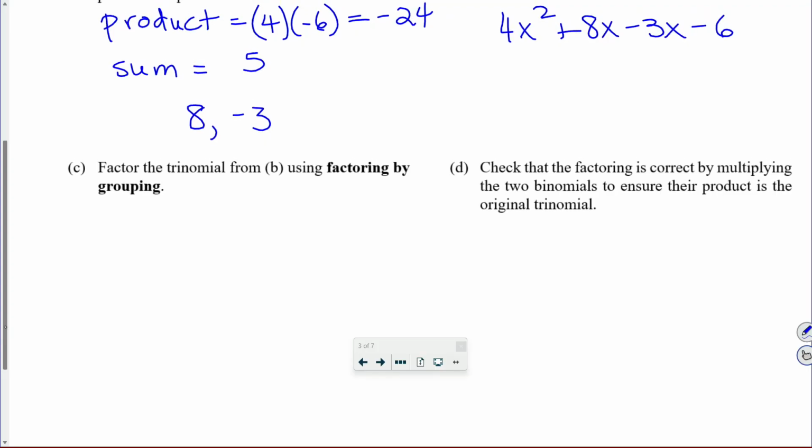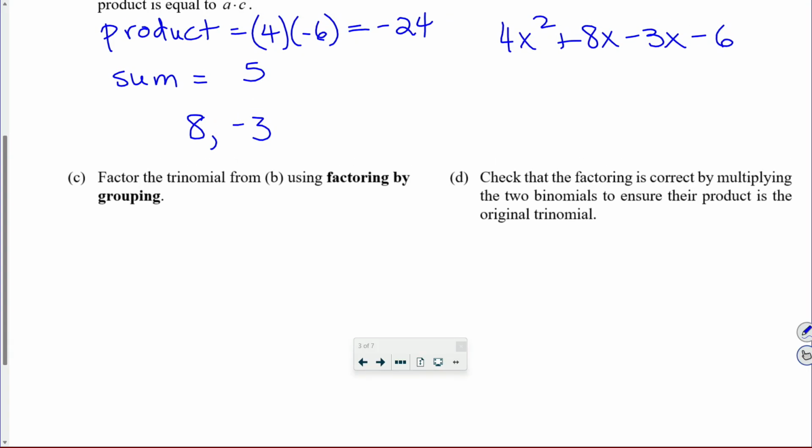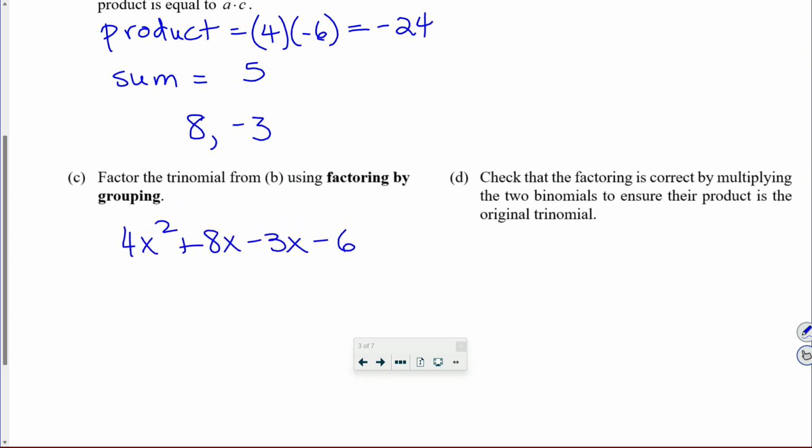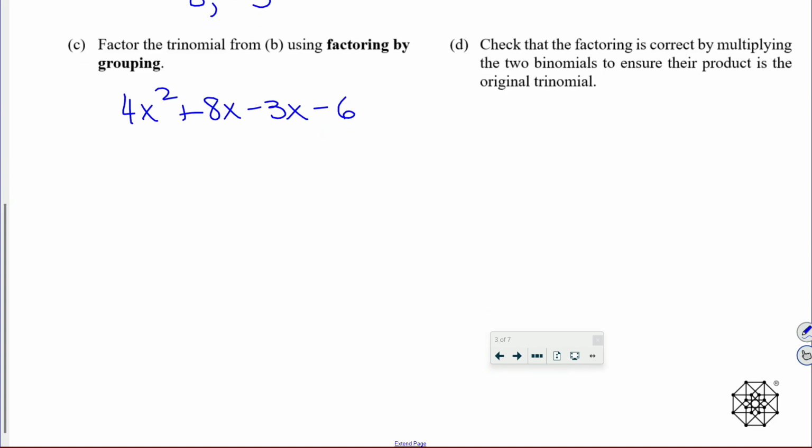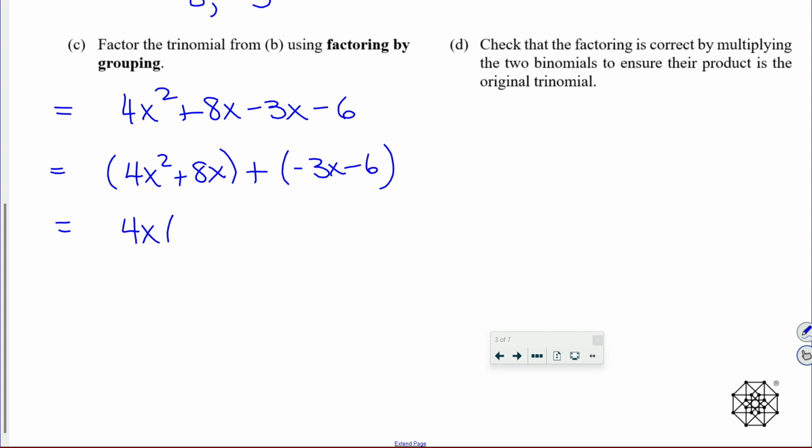Now remember, that expression, 4x squared plus 8x minus 3x minus 6, might as well bring it down here, is equivalent to our original trinomial. We just rewrote the 5x as 8x minus 3x. I'm now going to factor this by grouping the first two terms together, and by grouping the second two terms together. The first two terms I can factor a 4x out of, leaving me with an x plus 2.